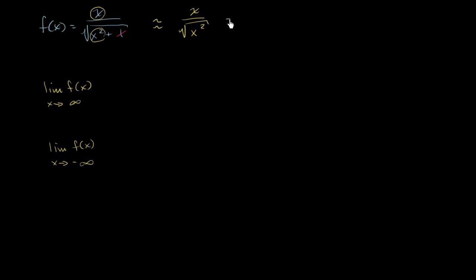And this x over the square root of x squared, or x over the principal root of x squared, is going to be equal to x over, if I square something and then take the principal root, remember the principal root is the positive square root, then I'm essentially taking the absolute value of x. It's going to be equal to x over the absolute value of x, for x approaching infinity or for x approaching negative infinity.